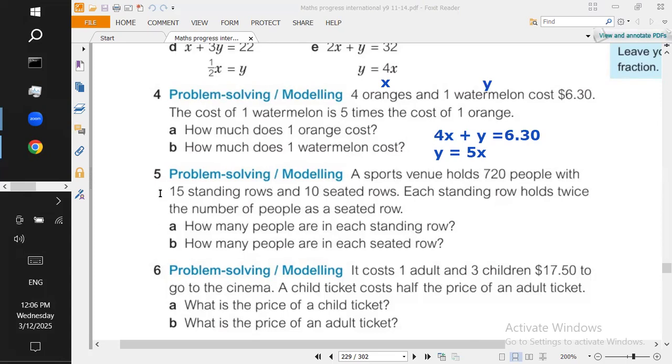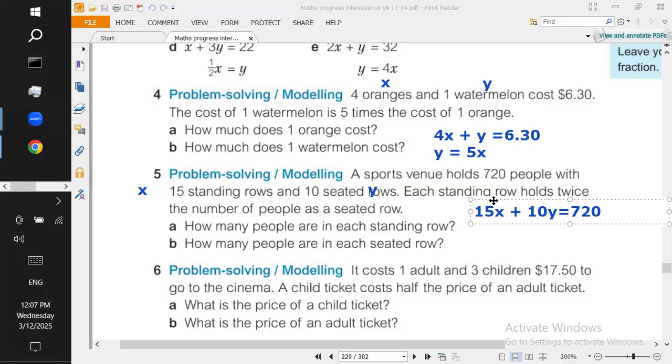Now let's take a look at question 5. A sports venue holds 720 people with 15 standing rows and 10 seated rows. So let's call the standing X, and the seated, let's call it Y. So all of them are 720. So we write the equation like this: 15x, as they said here, 15 standing, plus 10y, which is 10 seated, together will equal what? Will equal 720.